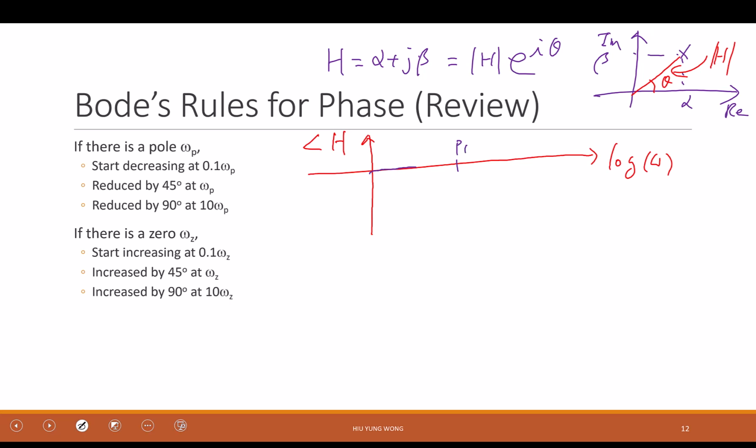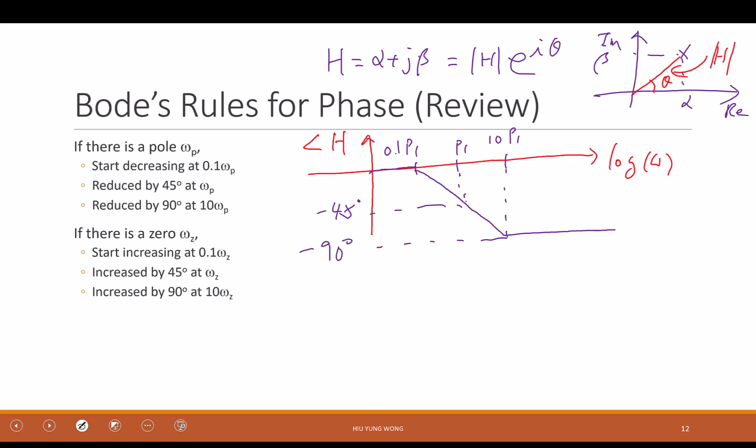We only know this. We say if I'm at 0.1 of P1, for example, if my pole is 1 gigahertz, when I reach 100 megahertz, it will start decreasing. Then when it reaches 10 times P1, 10 gigahertz, it will saturate. It will have a shape like this. And this is negative 45 degree, and this is negative 90 degree.